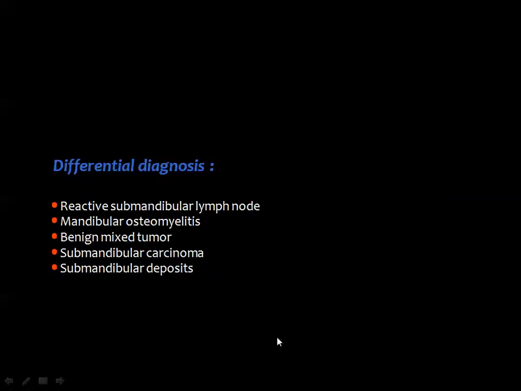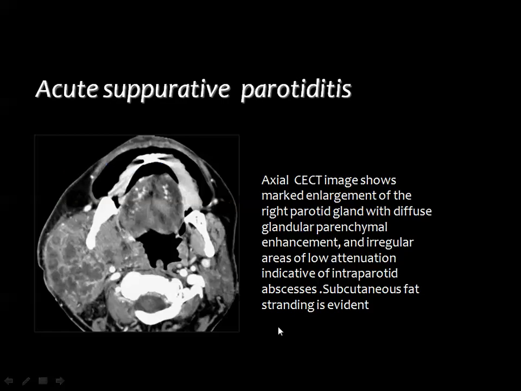And the differential diagnosis of swelling in the submandibular region will include, of course, submandibular lymph nodes, which are frequently mistaken for the submandibular gland itself. Also, mandibular osteomyelitis, submandibular tumors, and submandibular metastatic deposits.